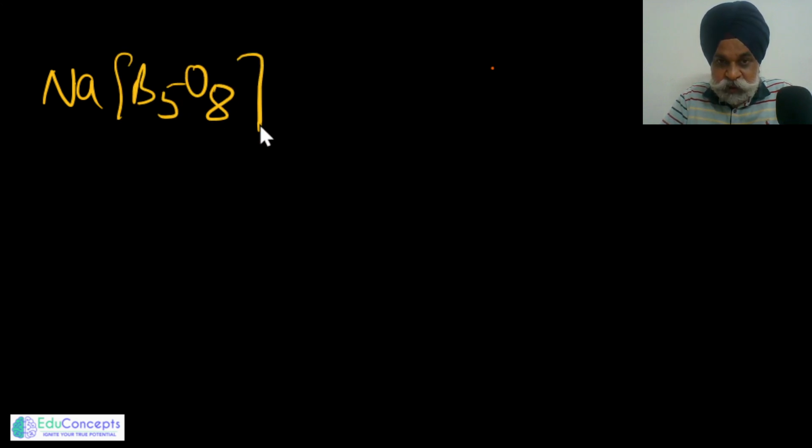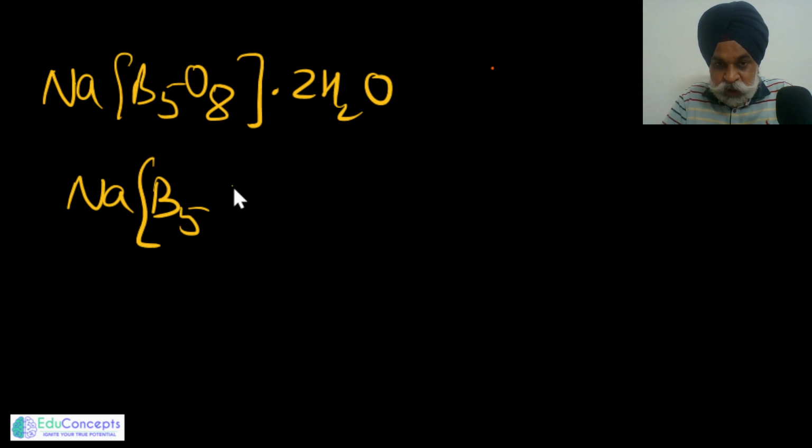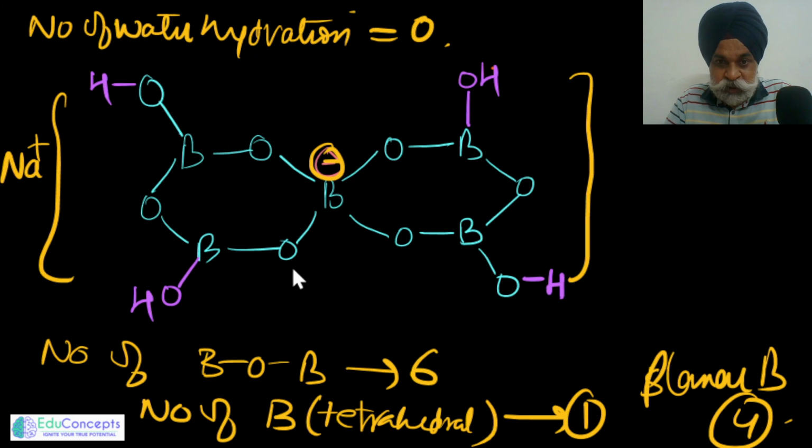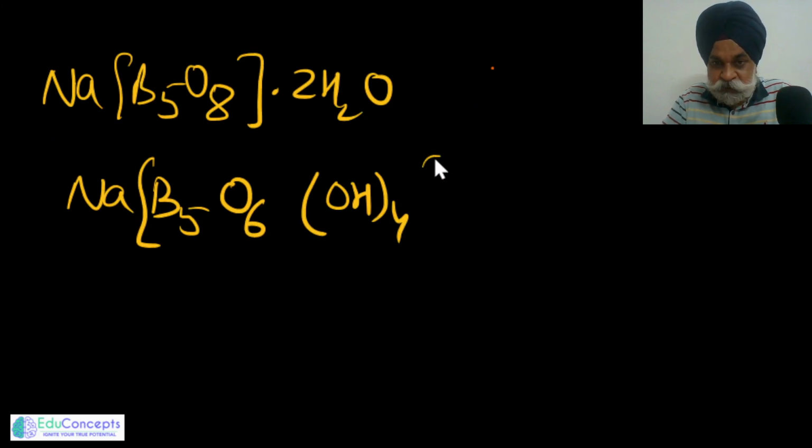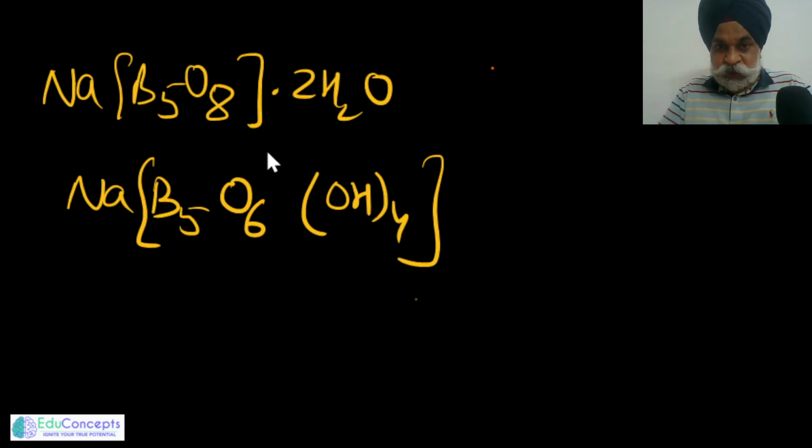So this again had been an important question where we talked about NaB5O8 plus water turning out to be written as NaB4. How many are the oxygens? So this OH becomes 4, and this had been how many? 1, 2, 3, 4, 5, 6. So 6 are the oxygens here and 4 are the OH. So there is no water of hydration.